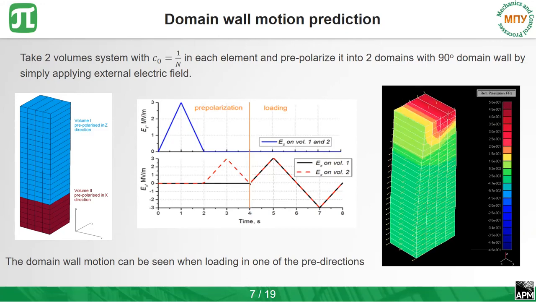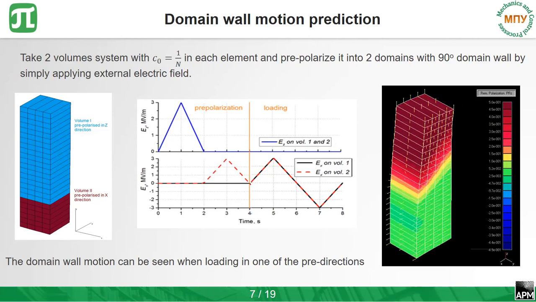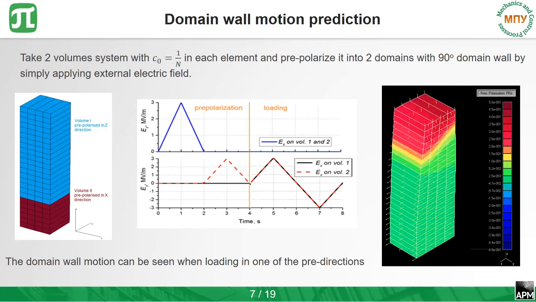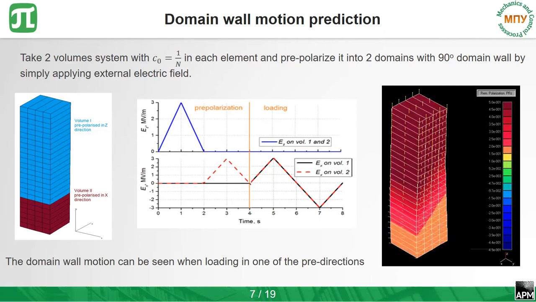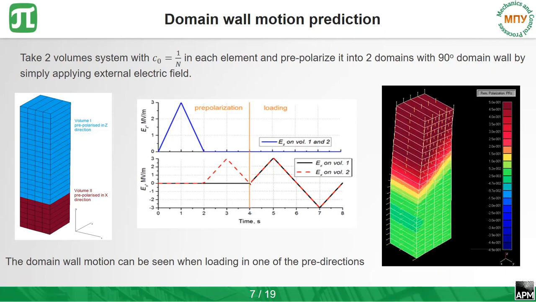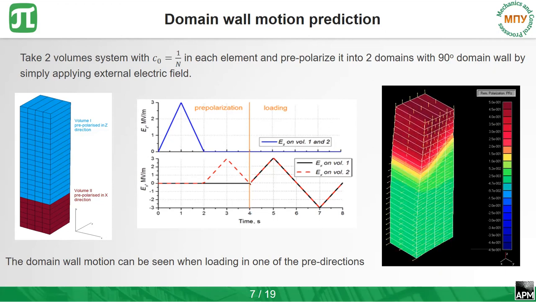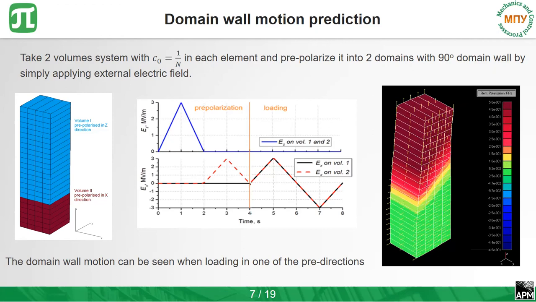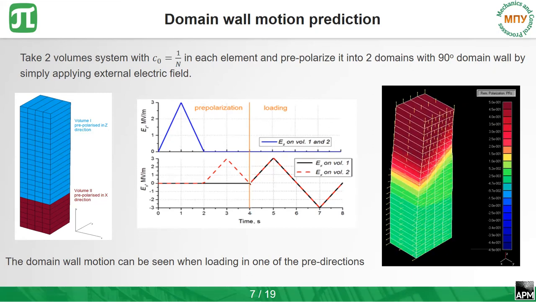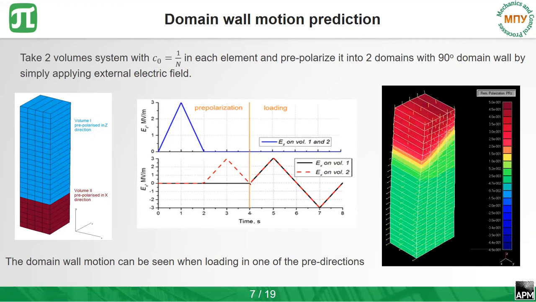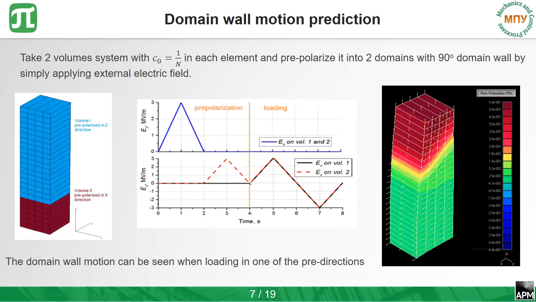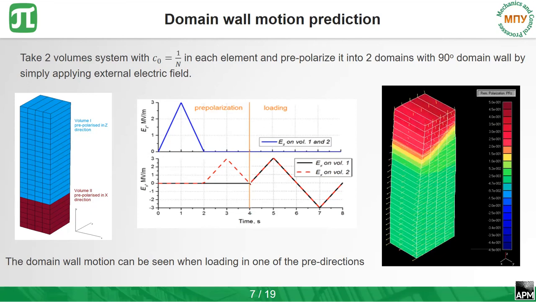And then both are loaded in the X direction. And what we see on this GIF is that we're loading both pre-polarized volumes in the X direction. And we see that the elements in the upper volume start to switch into the X direction. And it looks like there is a diagonal domain wall, a 90 degree domain wall, and it moves upward. And it's a very cool result that with such a simple model, we achieved domain wall motion.